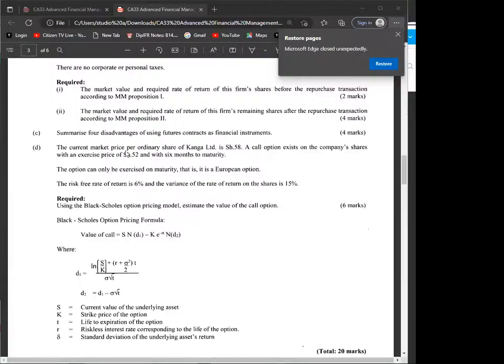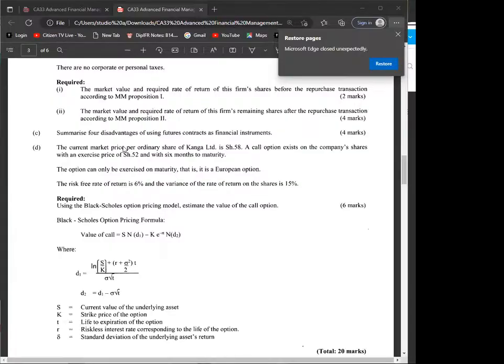The current market price per ordinary share of Kanga Limited is 58. A call option exists on the company shares with an exercise price of 52 and with 6 months to maturity. The option can only be exercised on maturity. That is, it's a European option. How can they give you that kind of a leading answer? The risk-free rate of return is 6%, and the variance of the rate of return on the shares is 15%. Using Black-Scholes option pricing model, estimate the value of the call option for 6 marks.